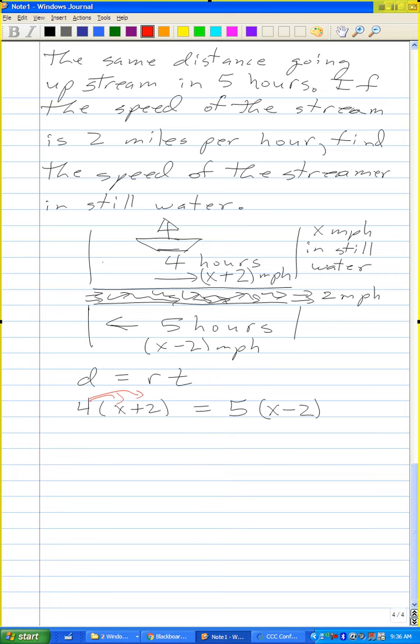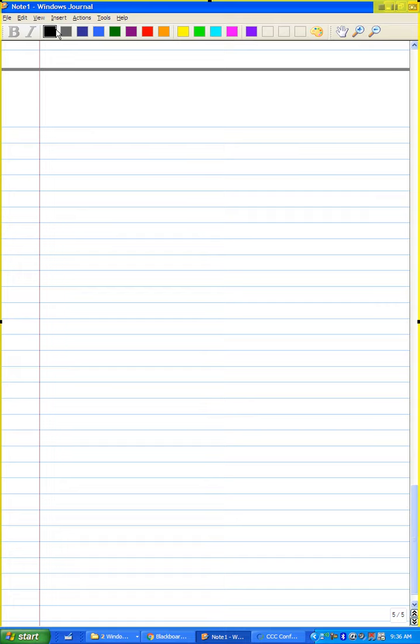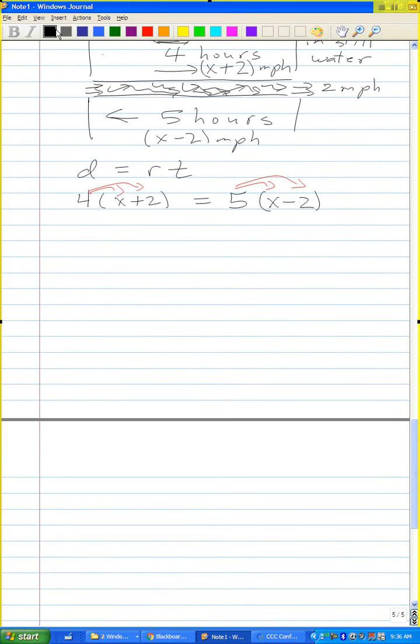So let me multiply the 4 inside the parentheses, 5 inside the parentheses. And so I have here 4x plus 8 equals 5x minus 10. Add 10 to both sides of my equation. Subtract 4x from both sides of my equation. And so I have here that 18 equals x. And so the steamer goes 18 miles per hour in still water.